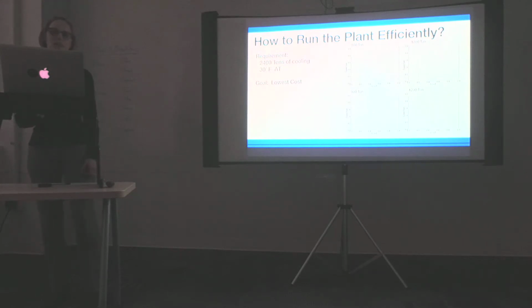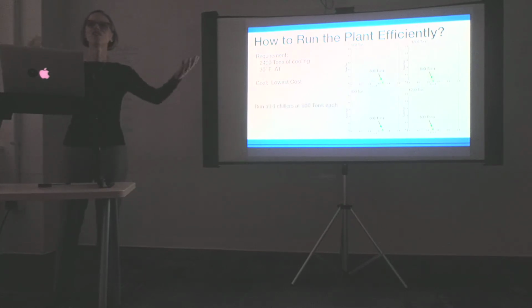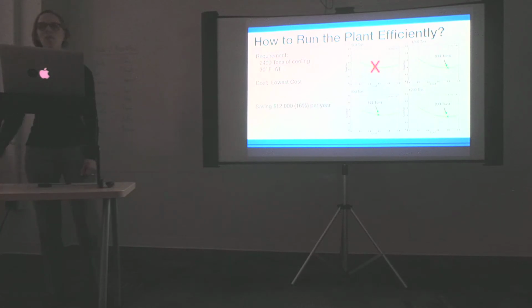Say we have a plant with 4 different chillers, and we have a requirement for 2,400 tons of cooling, 30 degrees delta T. And the desire is to run this at the lowest cost. Back to my chiller operators who know very little about the efficiency, I might just divide the tonnage equally amongst the 4 chillers. However, we do know the performance curves now, and this is how I would operate the plant, with most of the load going to the 1,200-ton chillers, saving about $12,000 a year.